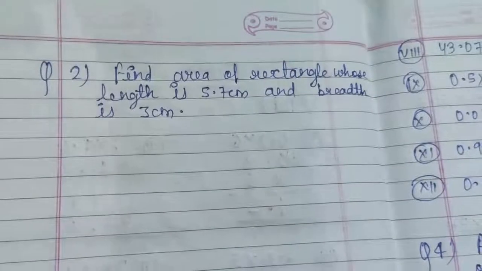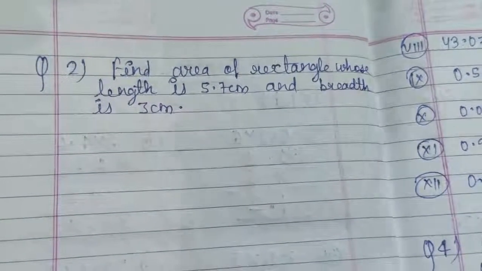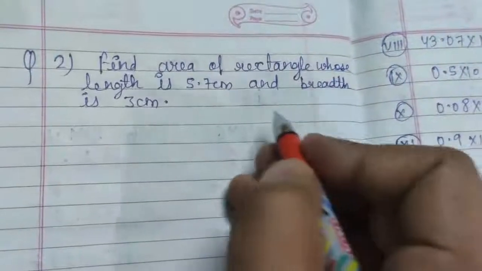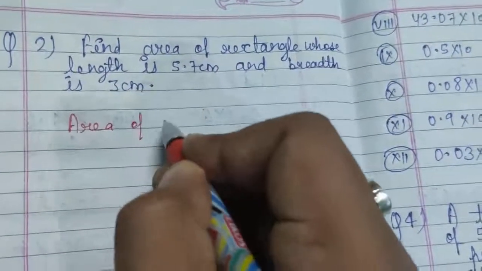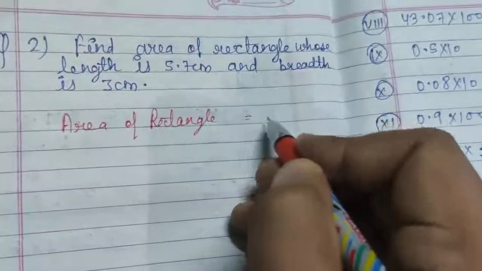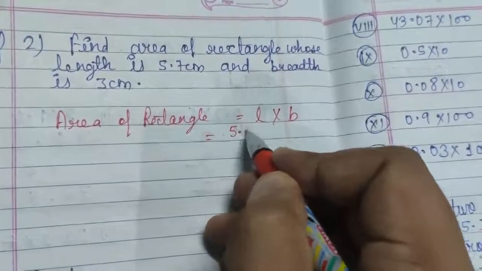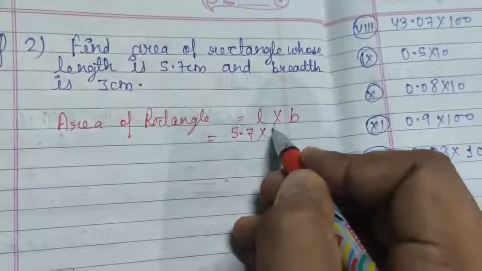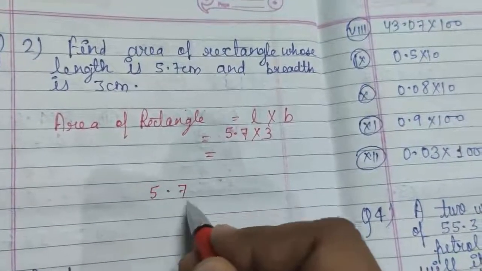This is question number 2. Find the area of a rectangle whose length is 5.7 centimeter and breadth is 3 centimeter. So we know the area of rectangle formula. It is length multiply breadth. Length is 5.7 and breadth is 3. So we will multiply 5.7 by 3.